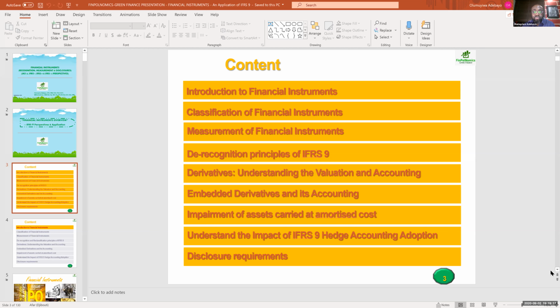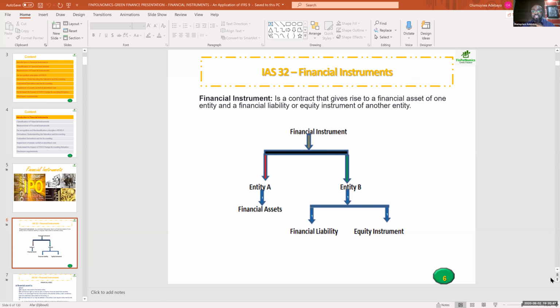Now, in line with IAS 32, a financial instrument is a contract that gives rise to a financial asset of one entity and a financial liability of another entity. Okay, what it simply means is when you enter into a contract and such a contract creates a financial asset in the hands of one party and simultaneously creates a financial liability or an equity instrument in the hands of the other party, simply put, we call such a contract a financial instrument.